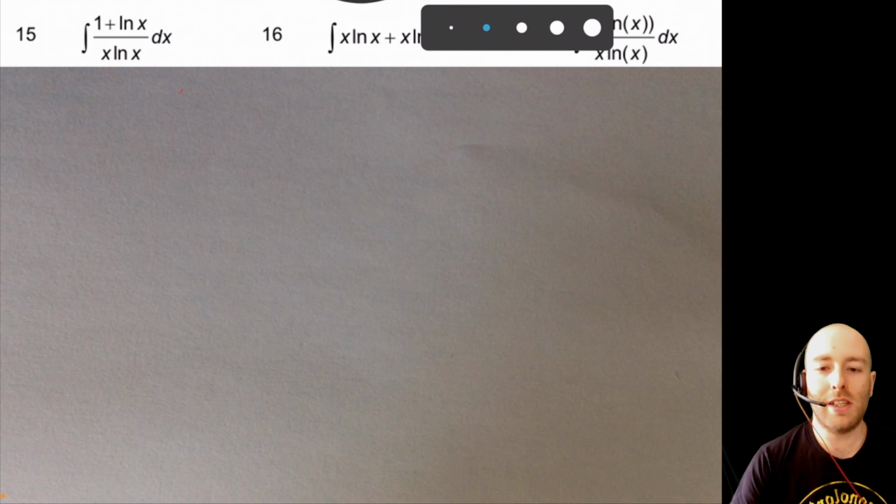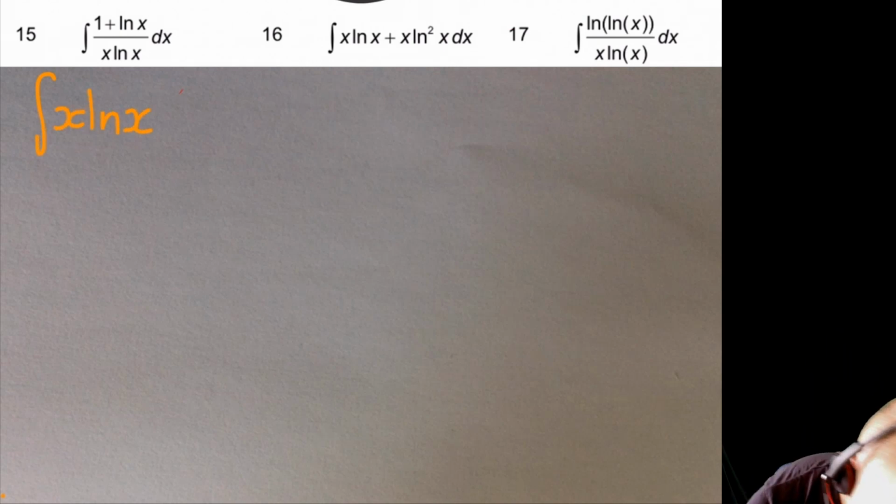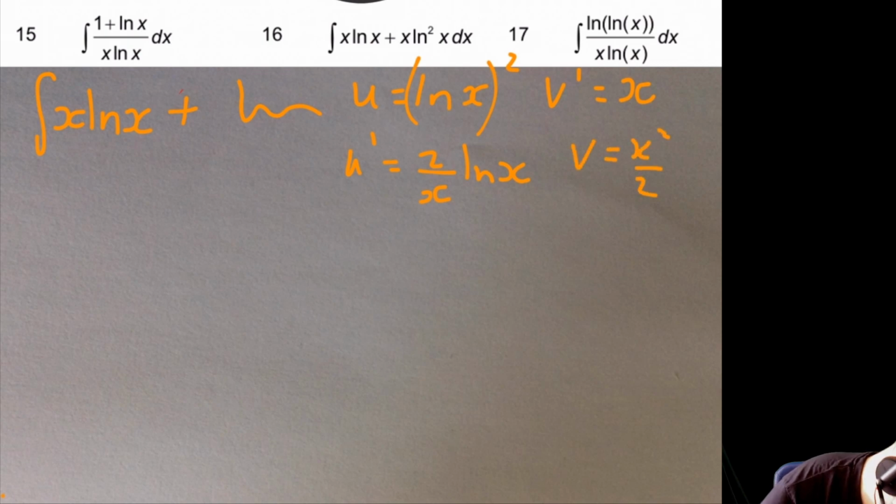So the first bit's kind of easy. I'm going to cheat here because I've done this already, and I'm going to start with the second integral because I feel it might help. So I'm going to write that bit out. Here we're going to have u as ln x, v dash is going to be ln squared x, so I'm going to write that as ln of x, all squared. u dash will be 2 over x ln x, and v will be x squared over 2.